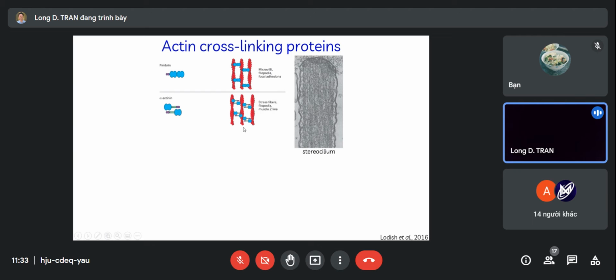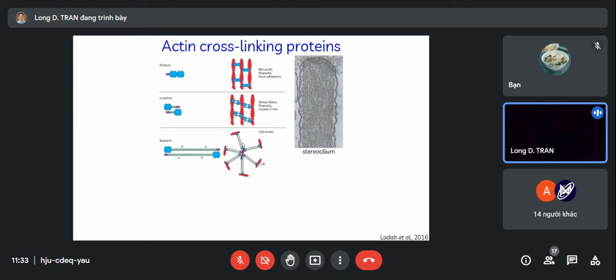So what is the difference between these two? As you can see here, the distance between the two actin fibers in the alpha-actinin bundle is much larger compared to the fimbrin bundle. This large gap between two actins allows the myosin fiber to fit in here and allows this bundle to contract. The bundle generated by fimbrin cannot contract. Only this one can contract. So try to remember that.